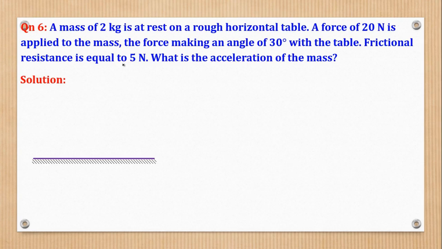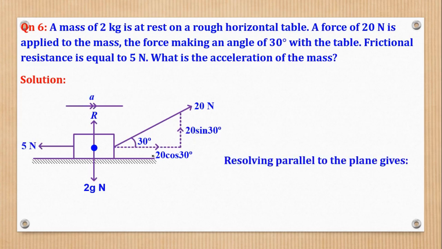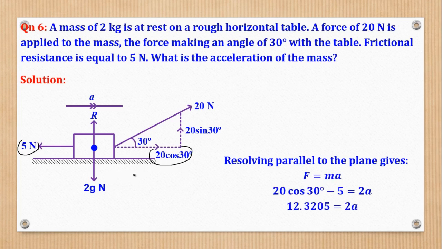So we shall illustrate: weight, normal reaction, then the force at an angle to the horizontal, resolve it horizontally and vertically, then the acceleration and the resistance which opposes motion. Then you can resolve part of the plane. So we shall now use this force and this force to get the resultant force equal to ma. Then make a the subject. And that's what they wanted.